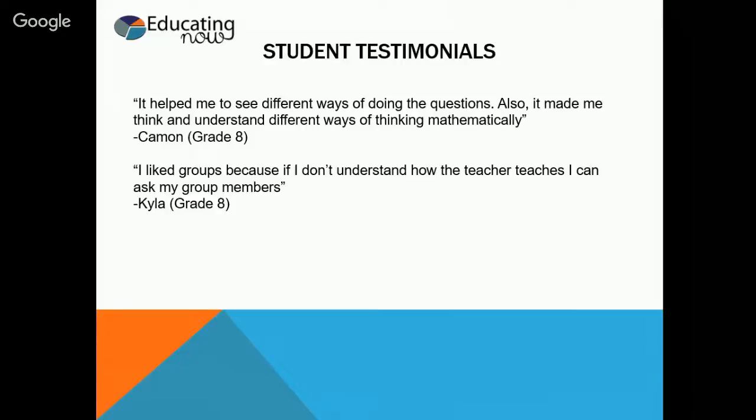And Kyla said, "I liked groups because if I don't understand how the teacher teaches, I can ask my group members." And again, I've been saying this for years. We need to allow our students the opportunity to explain their thinking because oftentimes their peers have a way easier time understanding their thinking than they do the teacher's explanation. So it gives them a chance to shine and to show their understanding, as well as I think it helps the other students almost better.